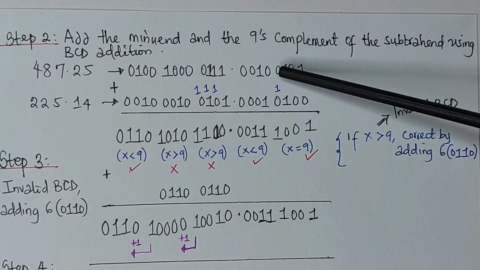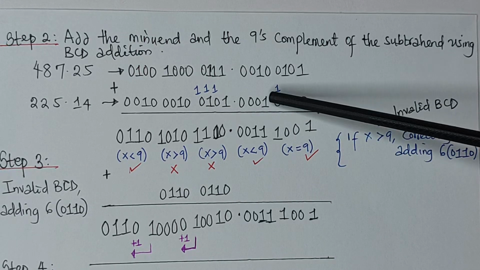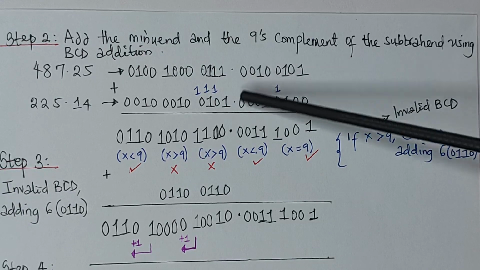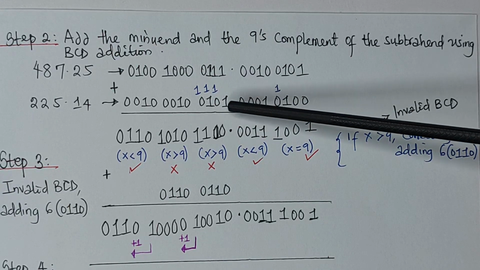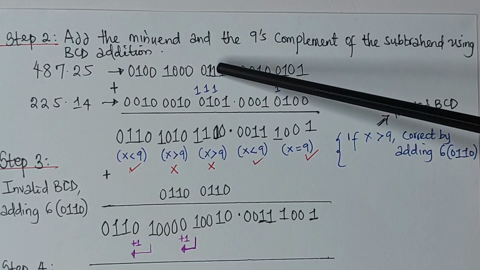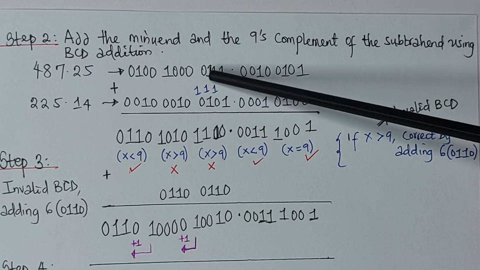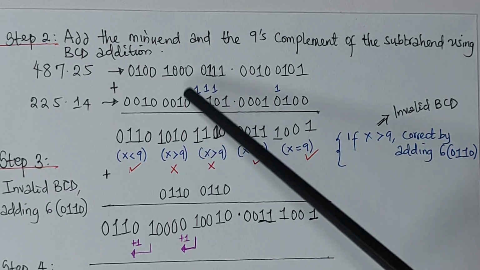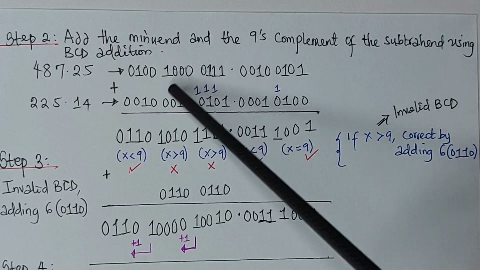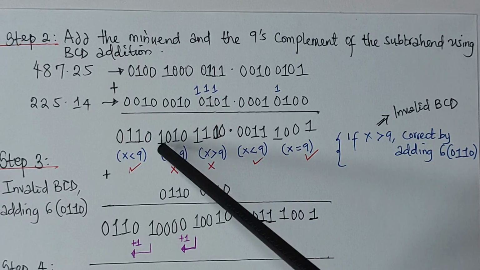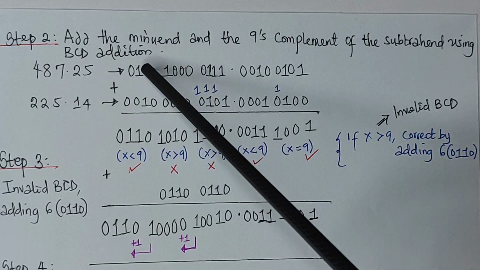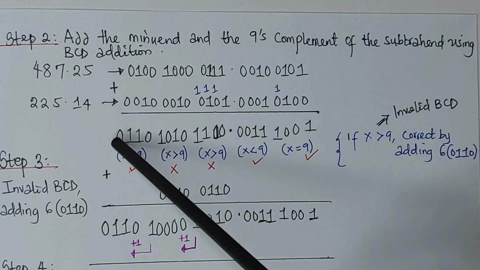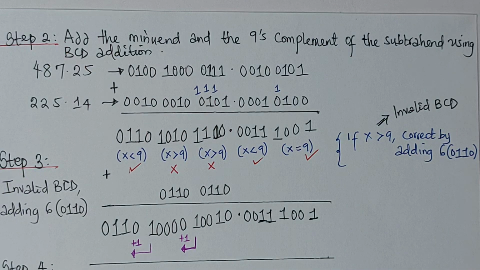And then we have 0 plus 0 plus 1 will be 1, 0 plus 1 will be 1, 1 plus 0 will be 1, this will be 0, this will be 0, 1 plus 1 will be 0 carry 1, 1 plus 1 will be 0 carry 1, 1 plus 1 plus 1 will be 1 carry 1, 0 plus 0 will be 0, 0 plus 1 will be 1, 0 plus 0 will be 0, 1 plus 0 will be 1, 0 plus 0 will be 0, 0 plus 1 will be 1, 1 plus 0 will be 1, 0 plus 0 will be 0.